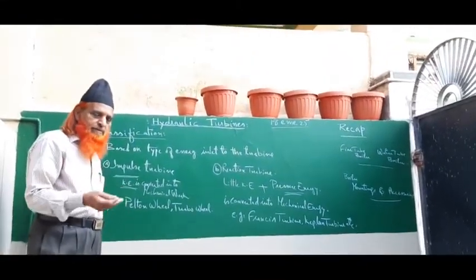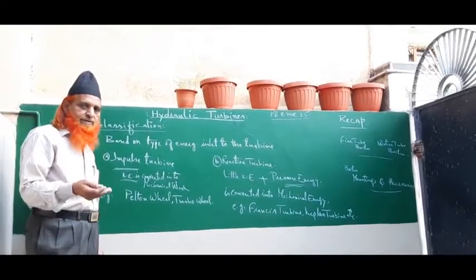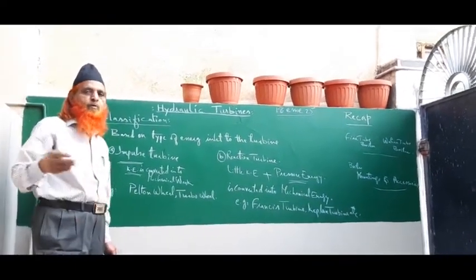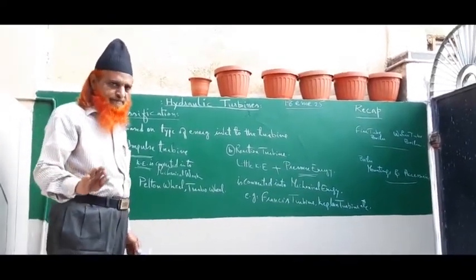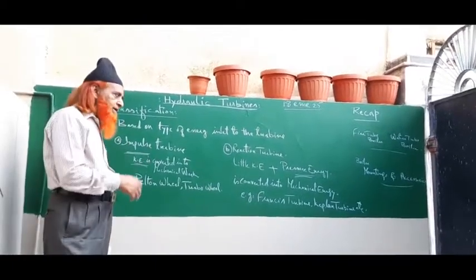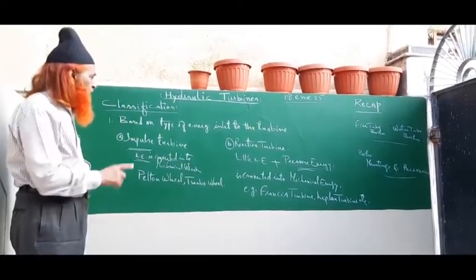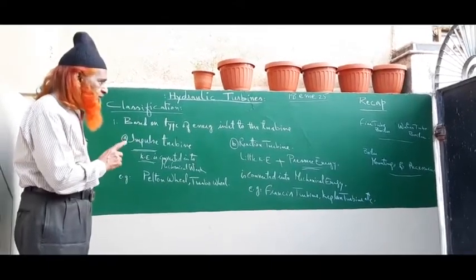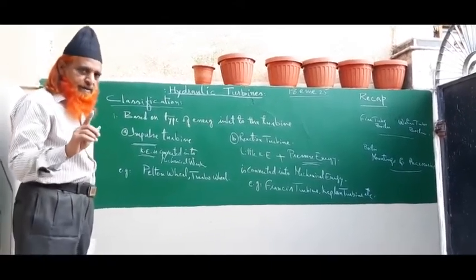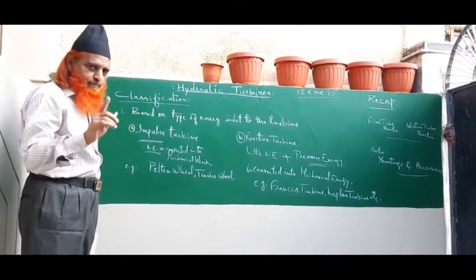Later it can be coupled with an electrical generator or a machine, to run the machine or to produce electrical power. Clear? Now we are talking about the classification on various criteria. The first criterion we have taken is based on the type of energy inlet to the turbine. Clear to you? All of you.